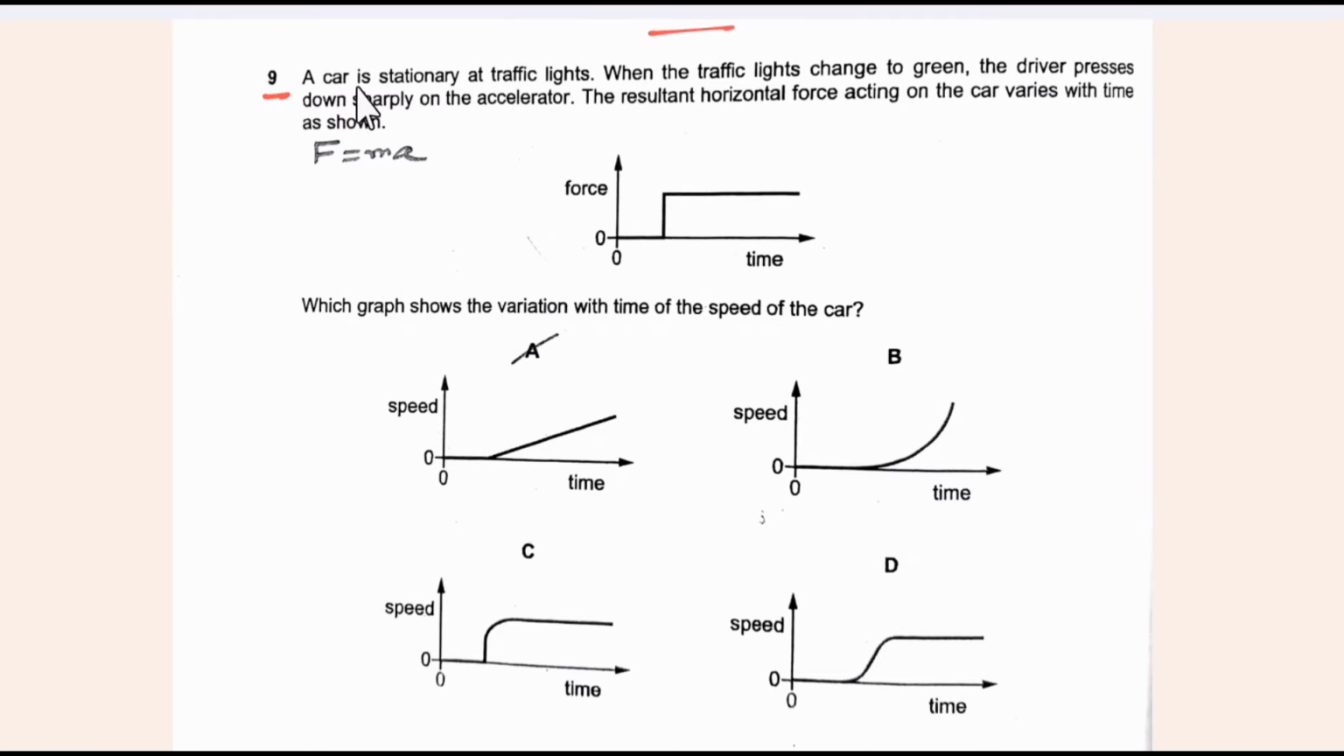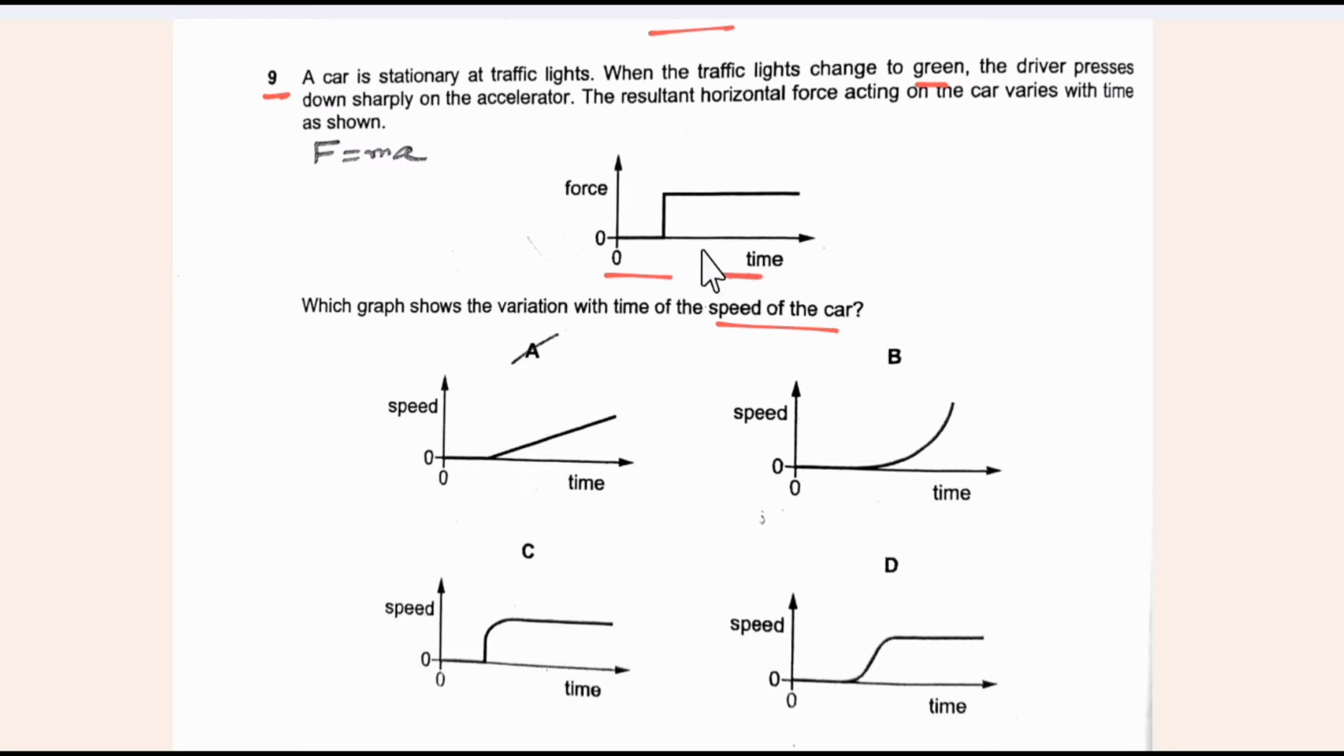Number 9. A car is stationary at traffic lights. When the traffic lights change to green, the driver presses down sharply on the accelerator. The resultant horizontal force acting on the car varies with time. So we have been given a graph for 4 seconds of time. Which graph shows the variation with time for the speed of the car?